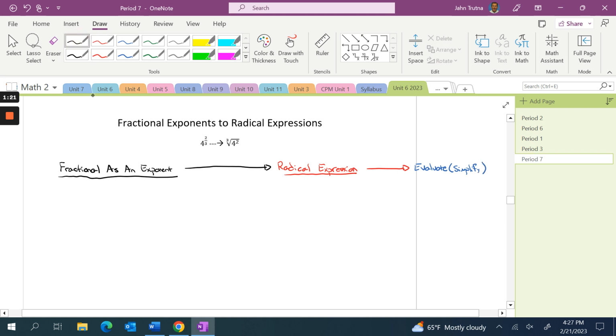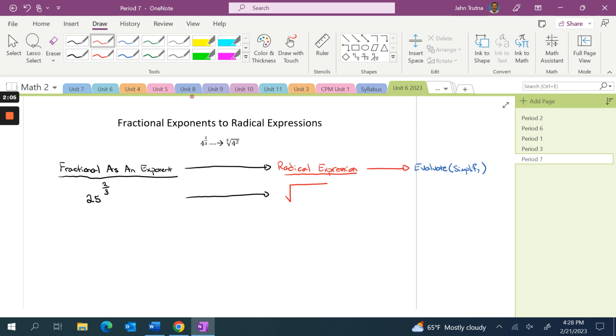So let's start off with 25 to the 2/3 exponent. Okay, that is what we mean as a fraction as an exponent. To convert this expression into radical form, you draw the radical symbol, which is that symbol right there. Some people call it the square root symbol, and that's not necessarily incorrect, but it's not always referred to as the square root symbol. But you draw that symbol, that's the radical symbol.